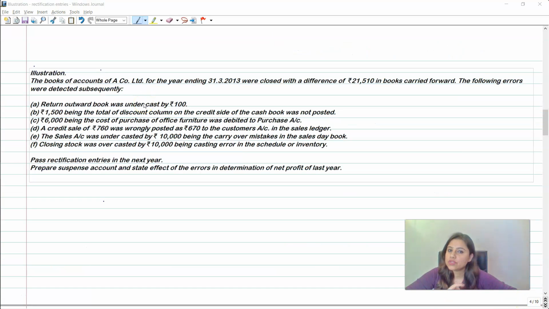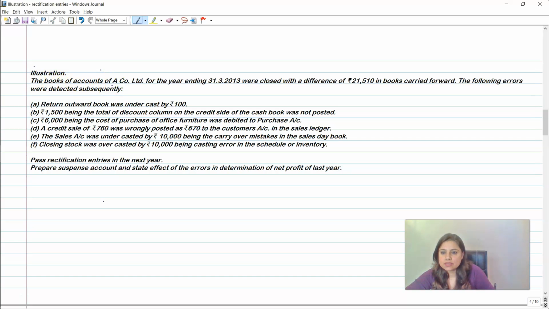Now so far we have covered the rectification entries which were done before preparation of the trial balance. So let us take a look at an illustration wherein we have closed the books of accounts, and such errors were found after closure of the books of accounts. The illustration says, the books of accounts of A Company Limited for the year ending 31st March 2013 were closed with a difference of 21,510, and such difference was carried forward in the books, and the following errors were subsequently detected.